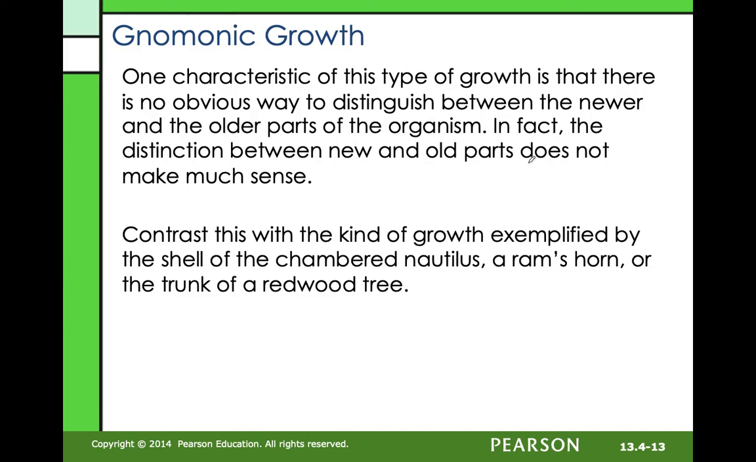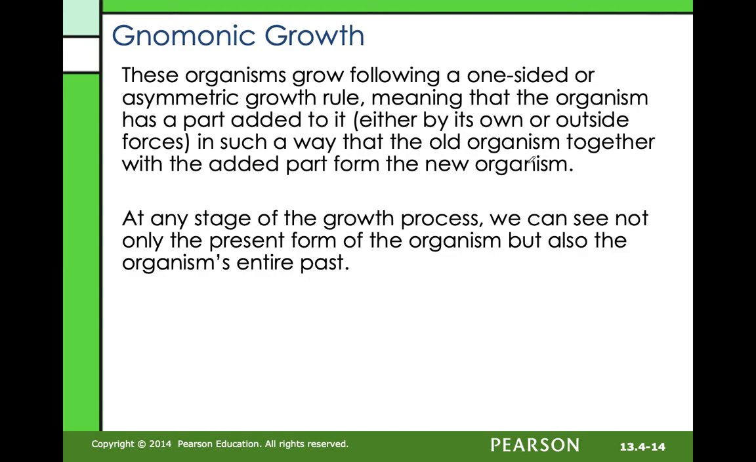In fact, the distinction between new and old parts does not make much sense. I contrast this with the kind of growth exemplified by the shell of a chambered nautilus, or a ram's horn, or a trunk of a redwood tree. Those organisms grow following a one-sided or asymmetric growth rule, meaning the organism has a part that's added to it either by its own or outside forces, in such a way that the old organism, together with the added part, form the new organism. At any stage of the growth process, we can see not only the present form, but also the organism's entire past.